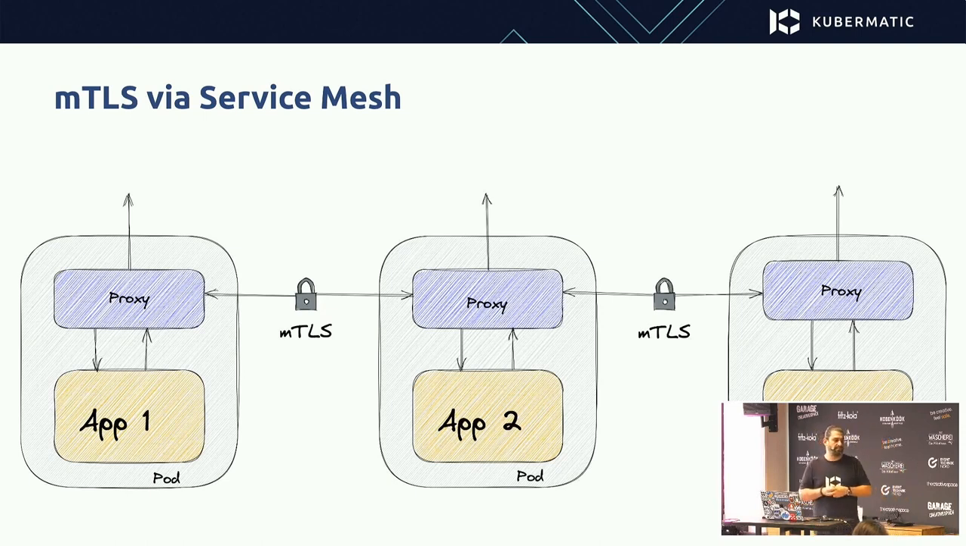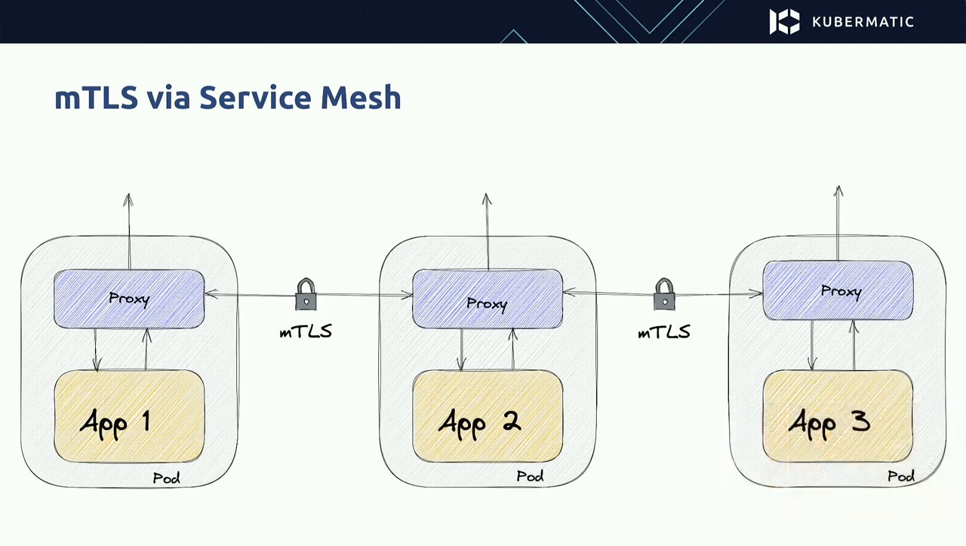With Istio or Linkerd, when you install those service meshes inside your Kubernetes cluster, you basically have a new sidecar container within your pod, which takes care of this mTLS, mutual TLS communication between different applications. I think you should have this.